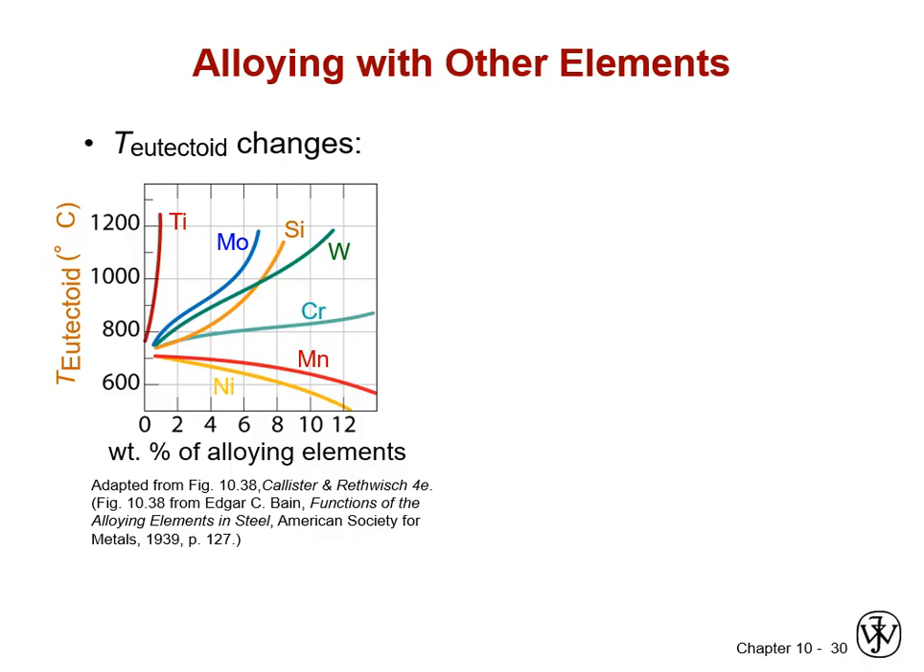The others, definitely less drastic changes, but still big shifts. So a lot of the things that were happening at 700 degrees C would be happening at 800, or would be depressed in the case of nickel and manganese. So it would happen at a cooler temperature.